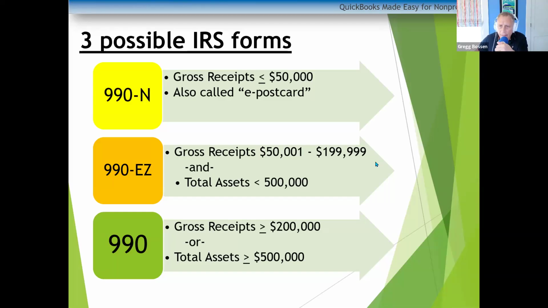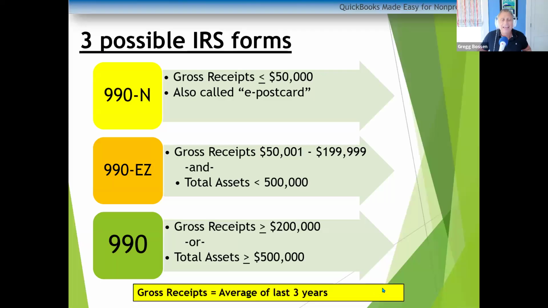All right, now, let me just tell you, when they say gross receipts, they mean the average receipts for the last 3 years. So if you've been filing a 990N and in the third year you go just over 50,000, well, if your average over the 3 years is under 50, you can still file a 990N. It's only when the average goes up. Now, if it's your very first year, then obviously it would just be the average for that 1 year. If it's 2 years, it would be the average for the 2 years. Once you get past 3 years, it's the average for the latest 3 years.